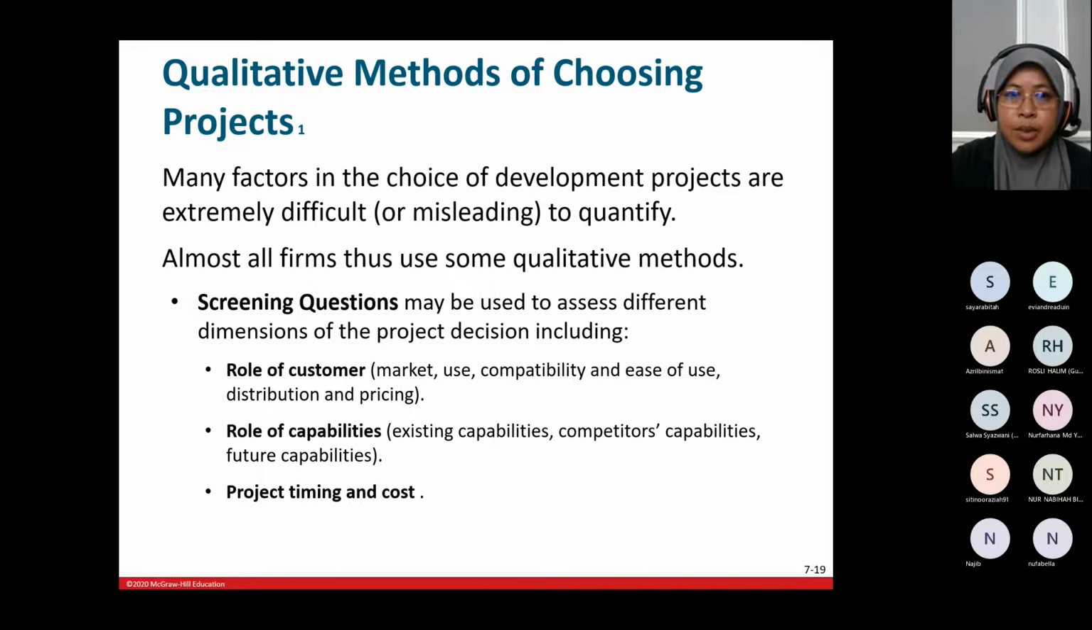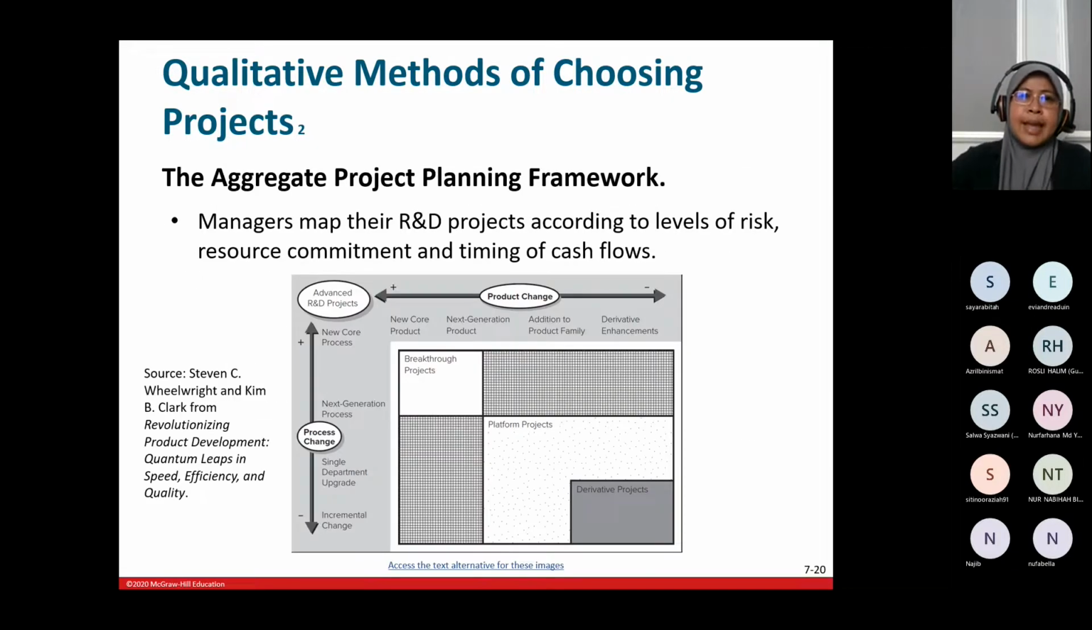Okay, so this qualitative method is one of the methods to explore more, to explain more of what needs to be done or what needs to be adjusted to ensure that the innovation project is a success, to ensure that every cost invested will get feedback and will get the return. Okay, so the aggregate project planning framework.